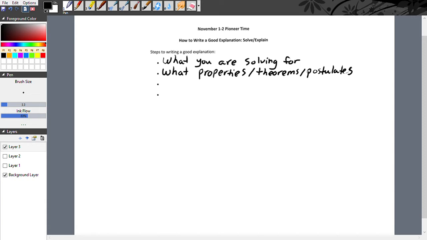Now, after you've figured out what you're solving for and what thing you're going to use to help you solve, the next thing that you might want to write down, maybe as a note on the side of your paper for each of these problems, is: are there any relevant vocab words that I might want to use?